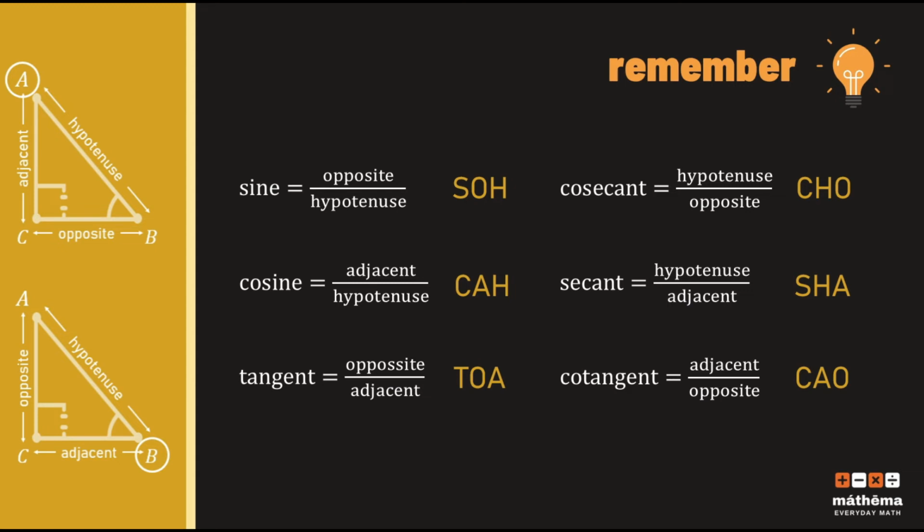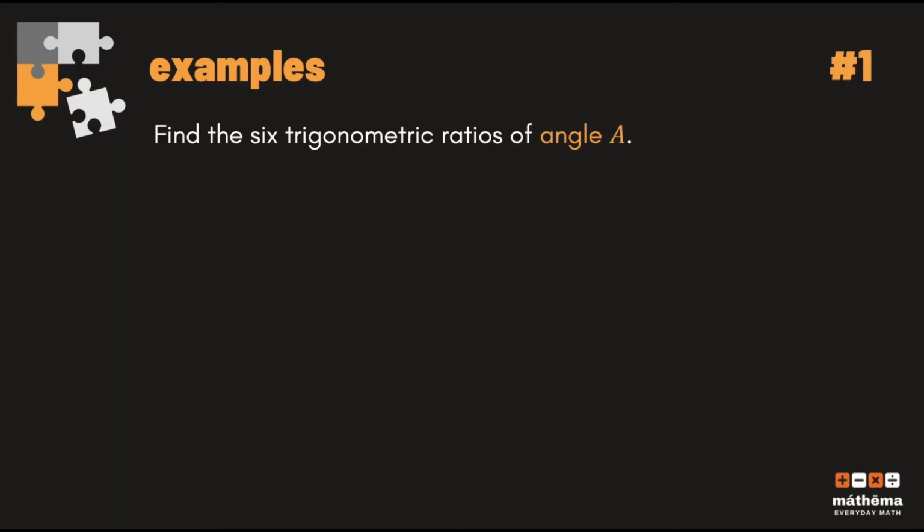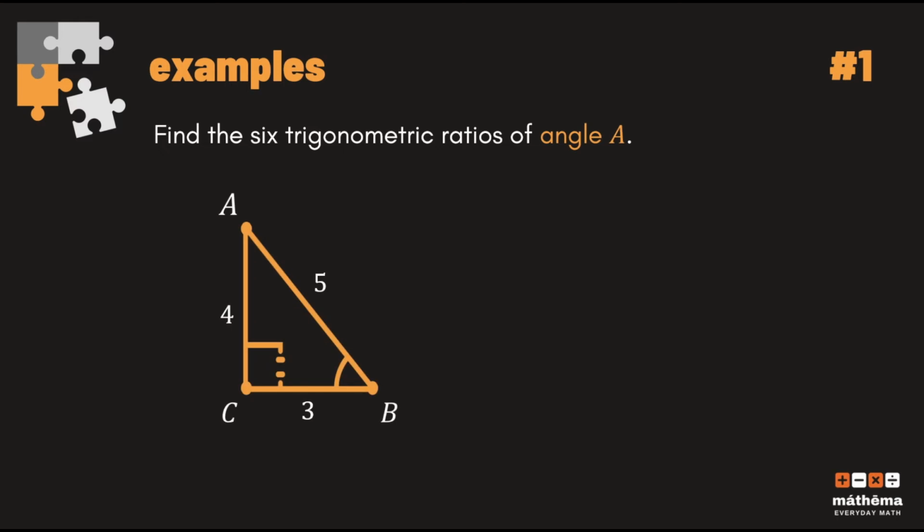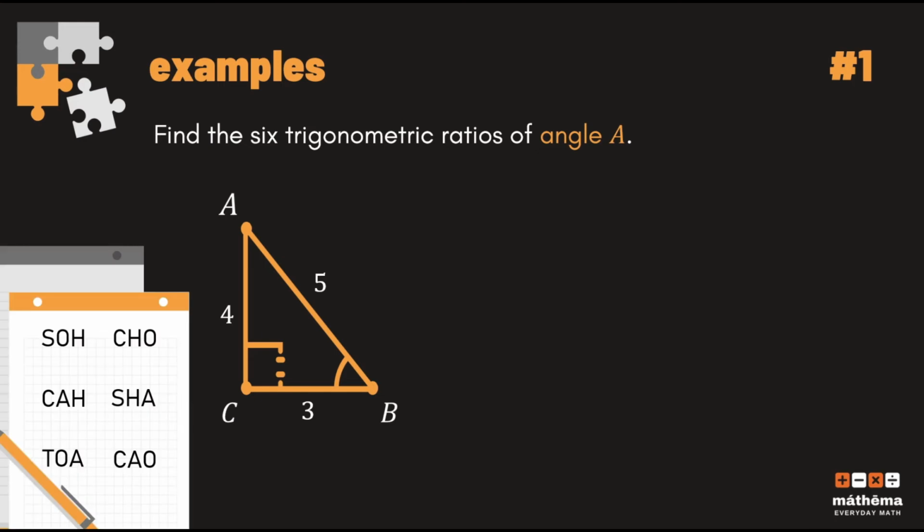Again, that's SOHCAHTOA: CHO, SHA, CAO. Example 1. Find the 6 trigonometric ratios of angle A. So if this is our triangle ABC, what are the 6 trig ratios of angle A? We'll be using our mnemonics, SOHCAHTOA, CHO, SHA, CAO.